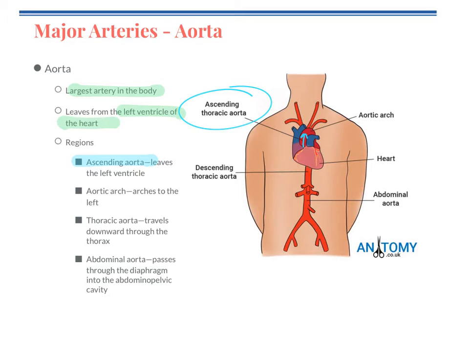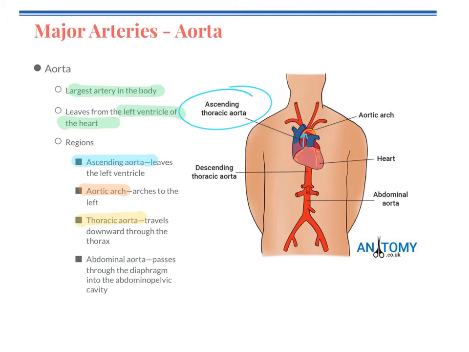Next, you have your aortic arch. Your aortic arch is the part where the aorta arches, and you can see it right there. It arches up and then comes down, and it starts traveling downward through the inferior side of the body. Next, you have your thoracic aorta.